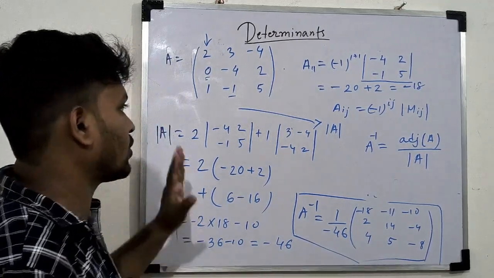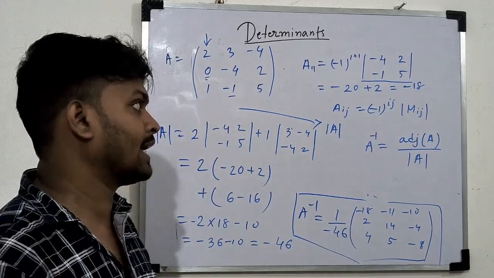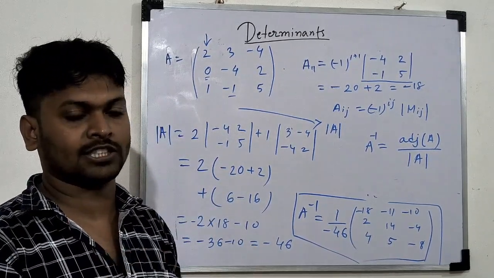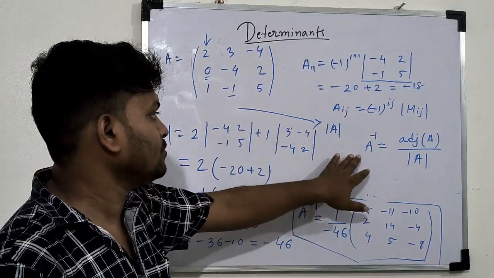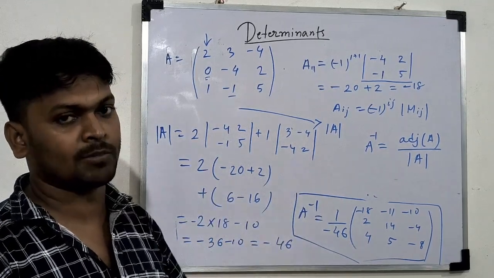So for today, that's it. In the next lecture I will discuss how to solve a system of linear equations using this inverse of a matrix, that is matrix properties, or Cramer's rule, or the Gauss elimination method, like that.